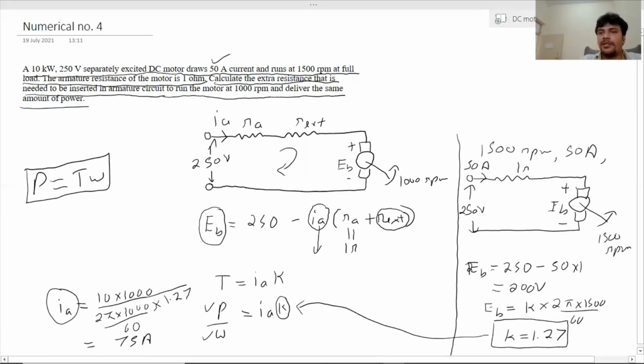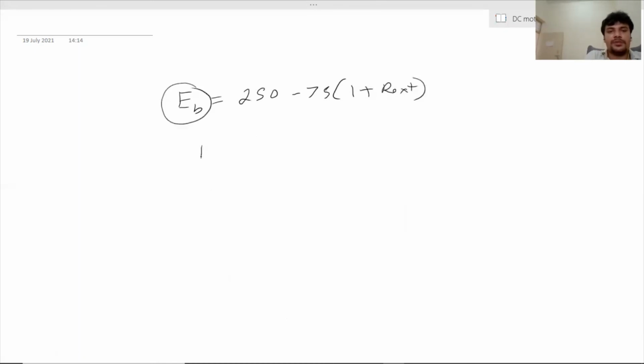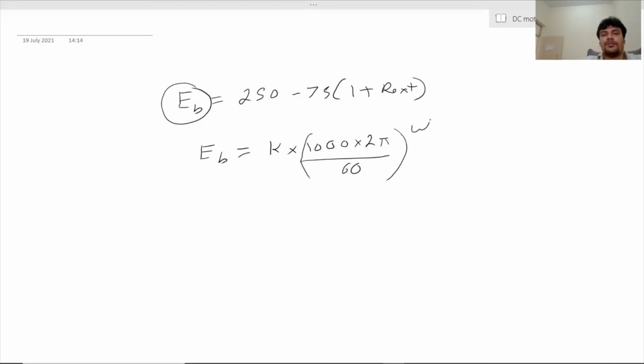So the remaining thing we can do, we can just put the value. So EB is equal to 250 minus 75 into R, where R is 1 plus R external. Just we don't know EB. EB is simple. What is EB? EB is K into 1000 into 2 pi divided by 60. This is the speed in radian per second. So EB2 is coming out to be 132.99 volt.